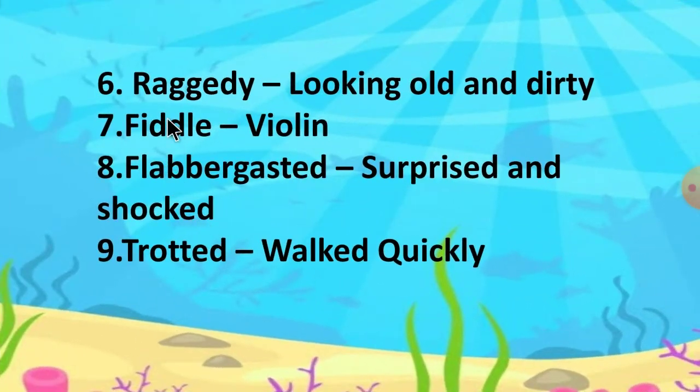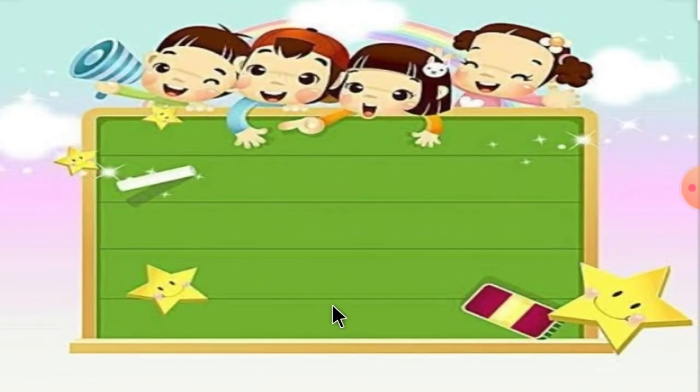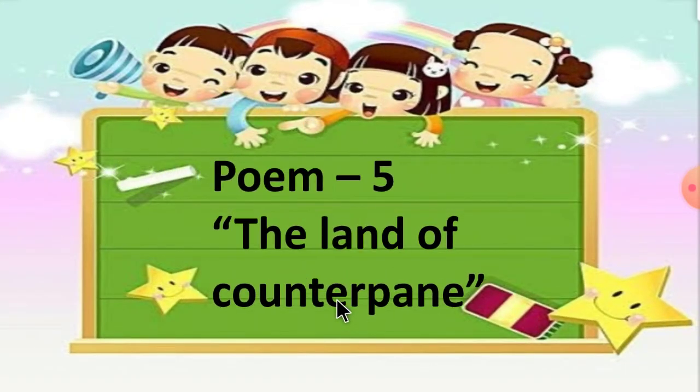Then next is raggedy. Raggedy means looking old and dirty. Fiddle, violin. Flabbergasted means surprised and shocked. Trotted, walked quickly.